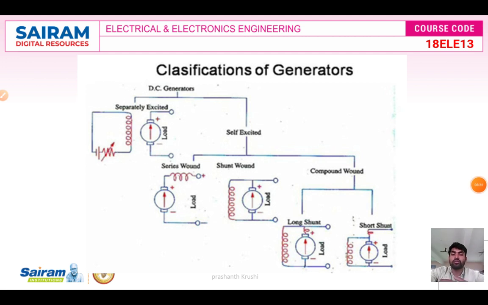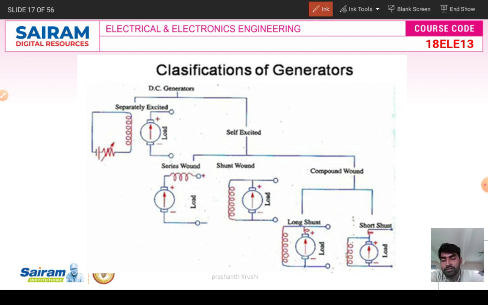In the separately excited DC generator, the field winding is separate from the armature, and a separate DC supply is required for exciting the field winding. See, this field winding is separated from the armature. Next, the self-excited DC generator, in which we have series wound, shunt wound, and compound wound. Whatever EMF and current we generate, that itself excites the field winding, the field magnets. That is called a self-excited DC generator.